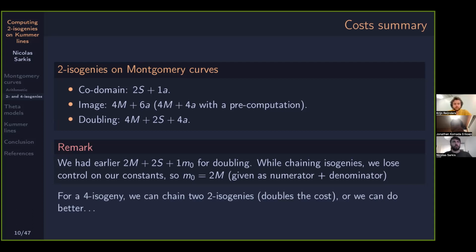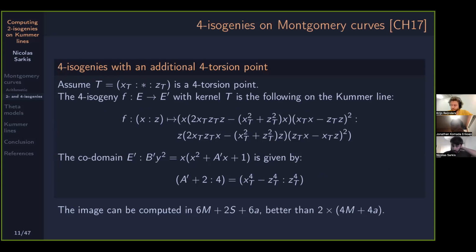And how do we compute 4 isogenies? You can either chain 2 isogenies, or you also have formulas by Costello and Hisil for 4 isogenies on Montgomery curves. So I won't go into the details of the formula, but you need an additional 4-torsion point. And in that case, you can compute the codomain, and you can compute the images of a point. And the image is in 6 multiplications and 2 squares, which is a bit better than 2 times 4 multiplications, because squares tend to be faster than multiplications on a computer. So that's the known results on Montgomery curves.